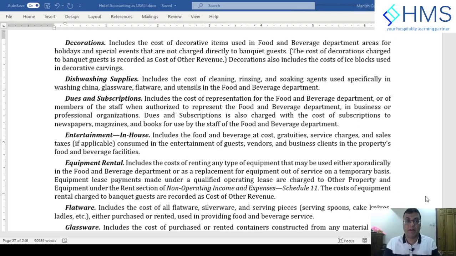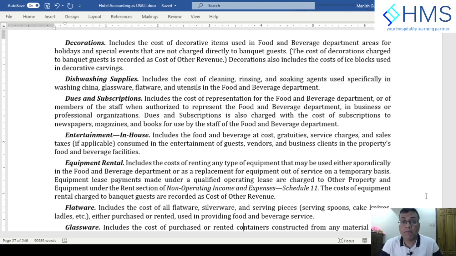Hello and welcome back. Now we are discussing the expenses for the food and beverage department. The next line item in the profit and loss statement is decorations. Decoration is the cost of any decorative item that the hotel or the restaurant is buying for special events, or for regular decoration that is not specific to a function by the guest.